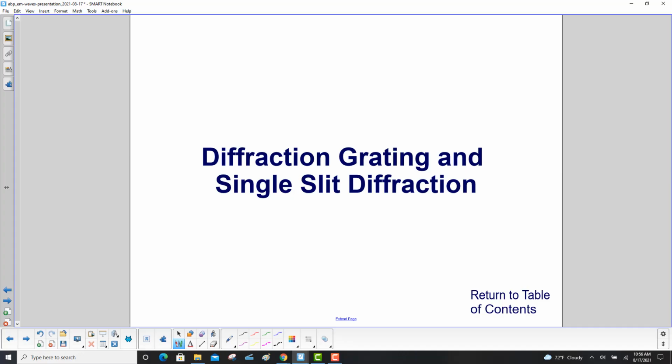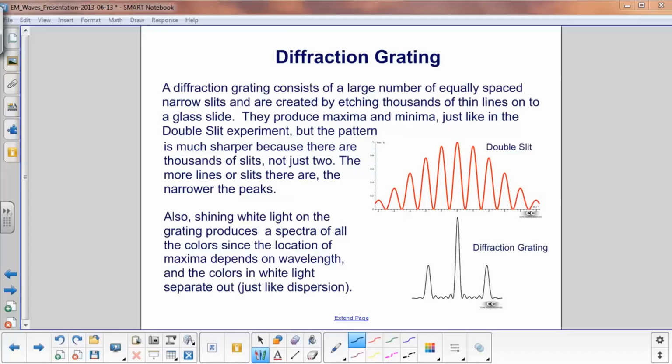Diffraction grating and single slit diffraction. A diffraction grating consists of a large number of equally spaced narrow slits and is created by etching thousands of thin lines onto a glass slide. They produce maxima and minima just like in the double slit experiment.